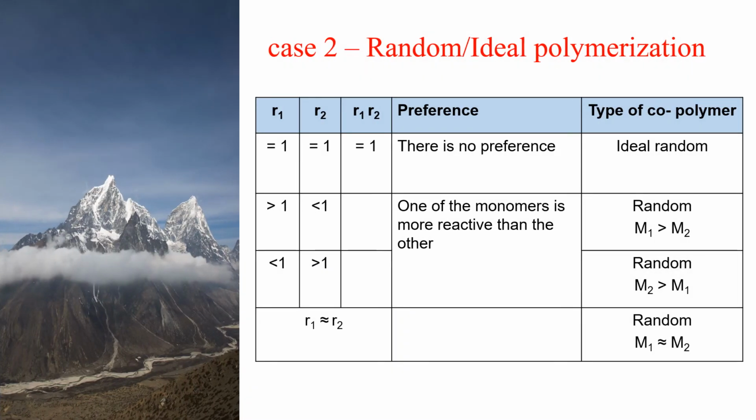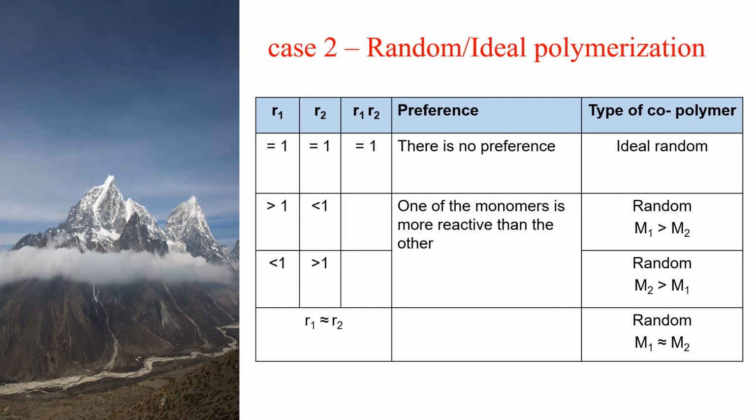For case 2, we proceed with random or ideal copolymerization. Both of the monomer reactivity ratios are equal to 1, so there is no preference, and it will produce the ideal random copolymer. While if the reactivity of monomer 1 is greater than 1 while the reactivity of monomer 2 is lower than 1, one of the monomers is more reactive than the other, so it will produce a random copolymer.